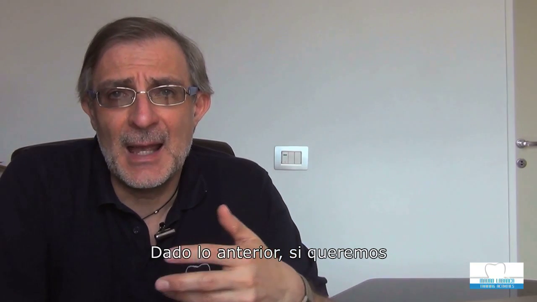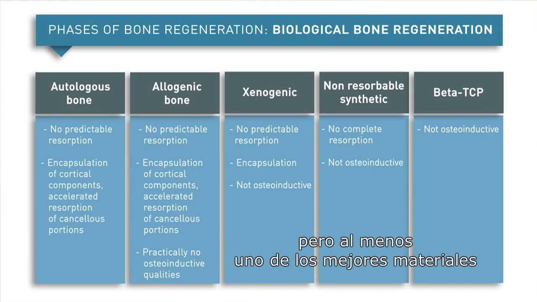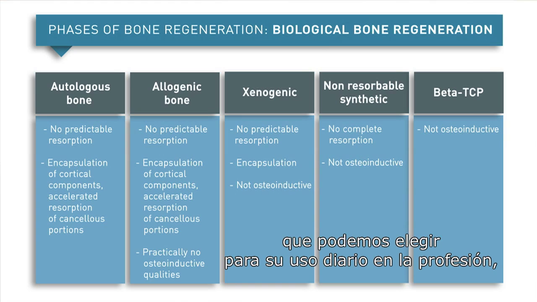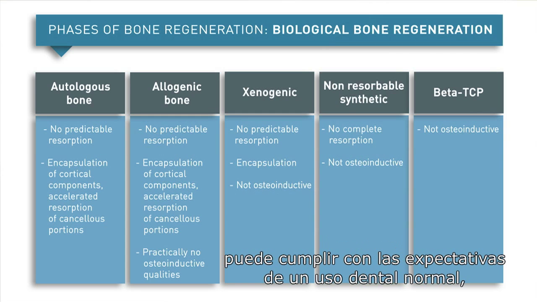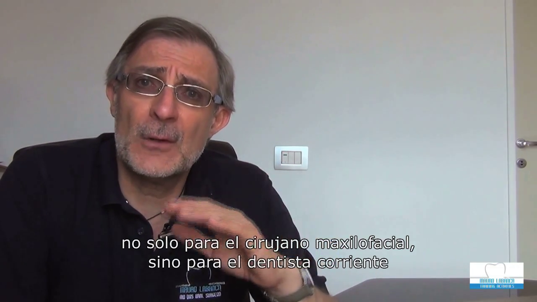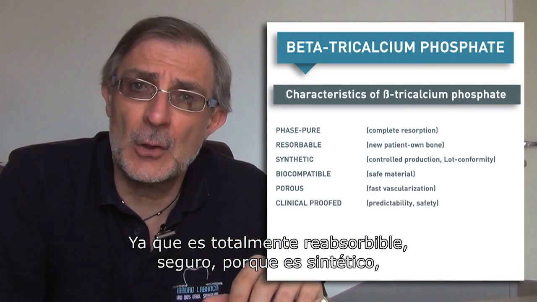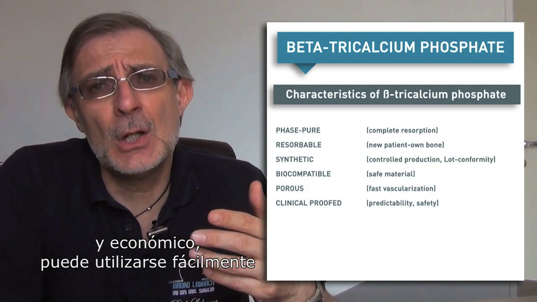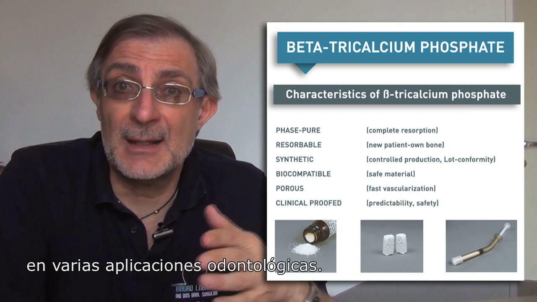So given that, I think that if we want to define not really the best in the world, but at least one of the better materials we can select for everyday use in our practice, I think that beta-tricalcium phosphate can fulfill the expectation of a normal dental use, not only for the oral surgeon, but also for the normal dentist, because of the characteristics of this material that, even though it is totally resorbable, safe because synthetic, and not expensive, can be easily used for several uses in our dental practice.